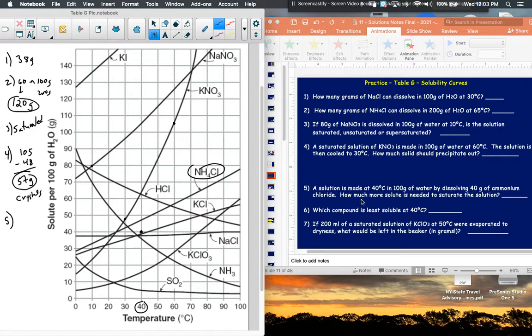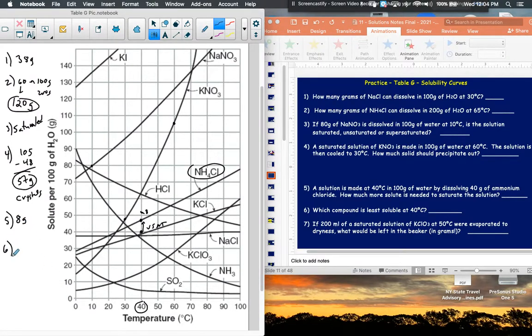It says how much more solute is needed to saturate. Well, right now we're unsaturated, right? So this is unsat. And we want to know how much it is to get there. Because we already have 40 in, and at 48 you'd be saturated, you need to go up 8. So 8 grams more you'd need.